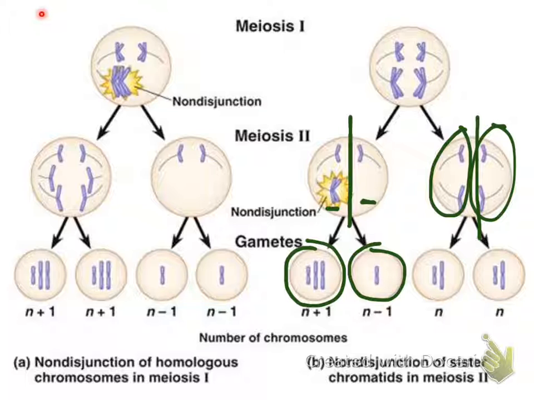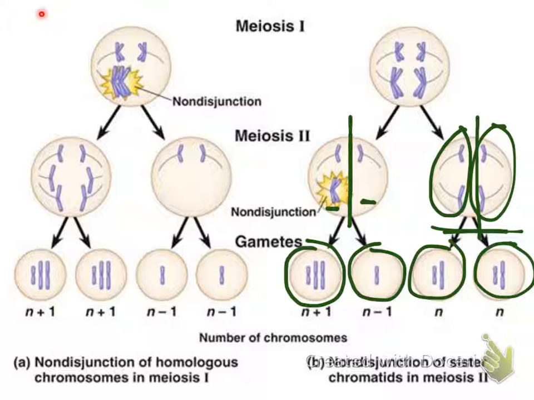But over on the right, seeing as this has happened just fine, its 2 daughter cells are just N. They are normal. So non-disjunction in meiosis 2 results in 2 normal gametes, one N plus 1 gamete and one N minus 1 gamete.